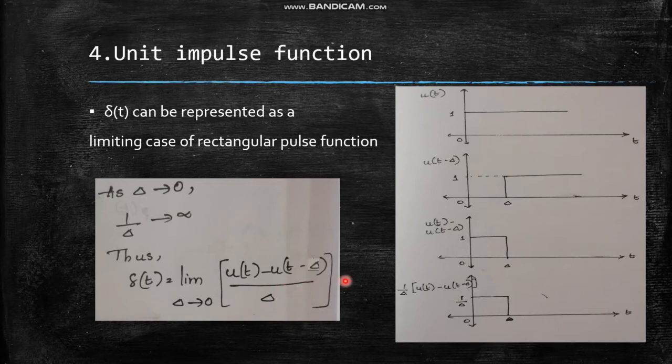What we can understand from here is that the width of the pulse will be equal to 0, that is, delta is equal to 0, which means the width of the pulse is equal to 0. That means this pulse exists only at t equal to 0. Also, the height of the pulse goes to infinity. 1 by delta is the height of the pulse and it is going to infinity. This also makes us understand that the area under the pulse curve is always unity. The height of the arrow will indicate the total area under the impulse.